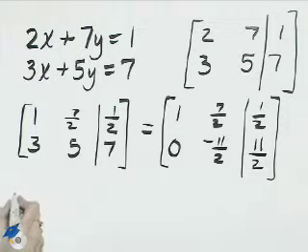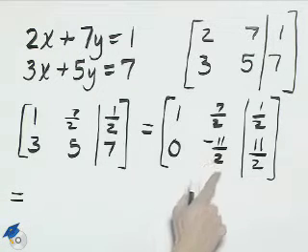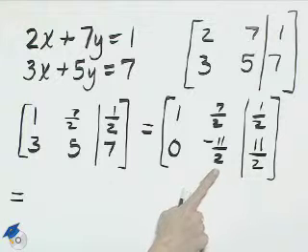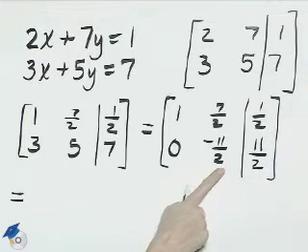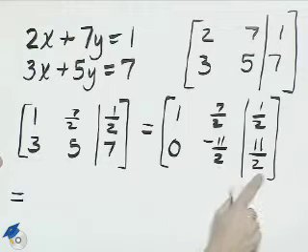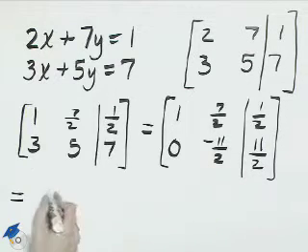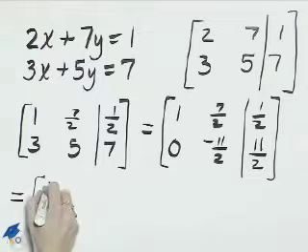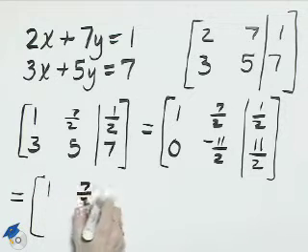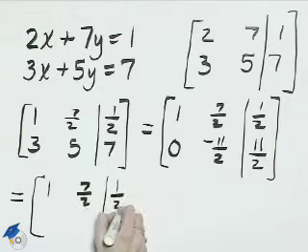The next thing we're going to want to do is change -11/2 so that that is a value of 1. We can multiply this whole row here then by -2/11, and that will make this a positive 1. Our first row stays the same, 1, 7/2, and 1/2.